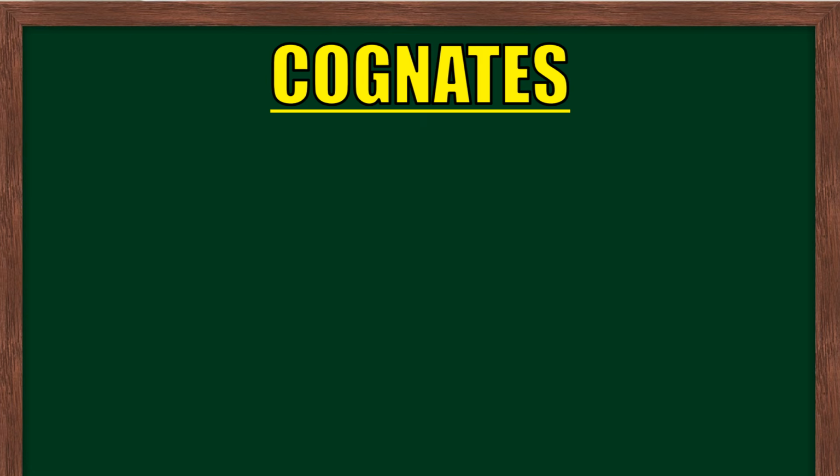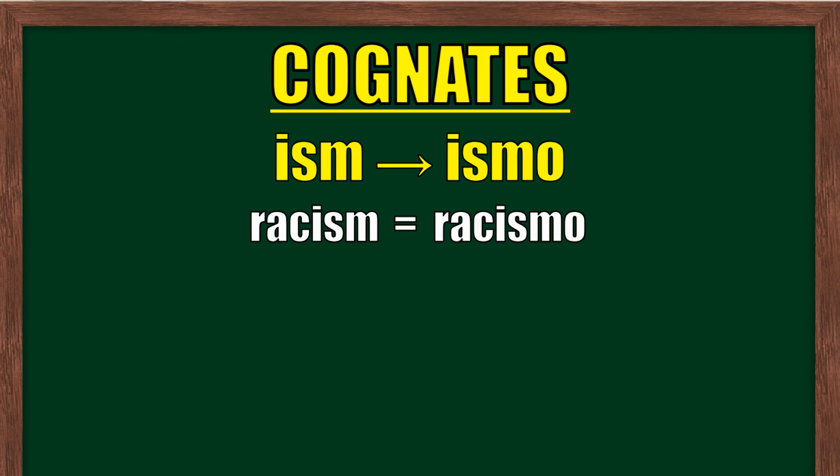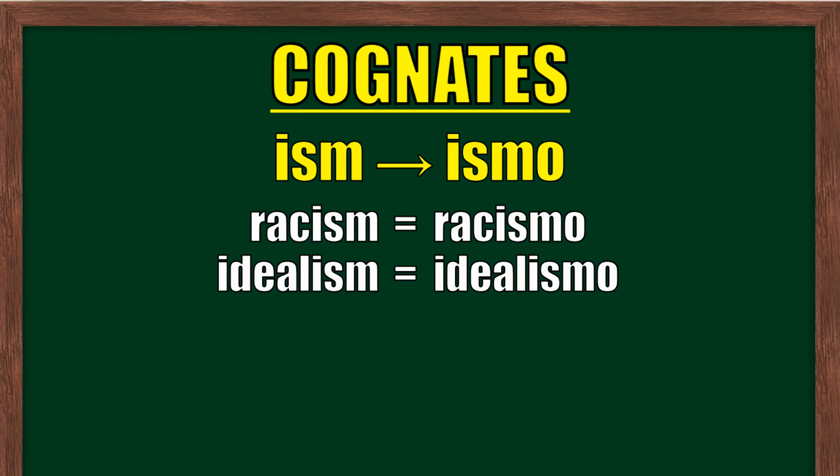Words that end in ism in English and in ismo in Spanish. We add an O. And remember, the sound I does not exist in Spanish. And so it is not ismo, it is ismo. The I is pronounced I, ismo. For example, racism becomes racismo. Idealism, idealismo.